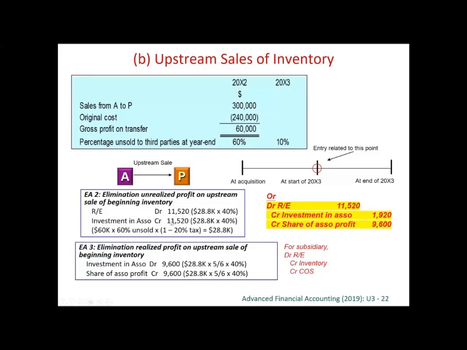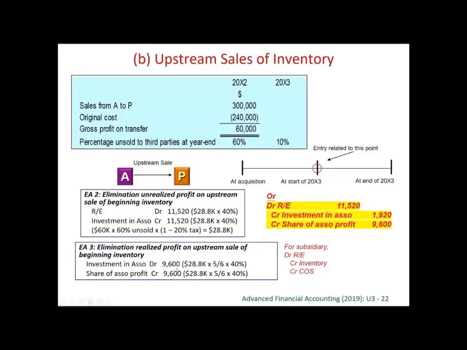So we don't need to credit 11,520 that much. Out of this 11,520, 10% out of 60% remains, that means 5 out of 6 should be reversed. So we debit away 5 out of 6 of this 11,520. That means 9,600.